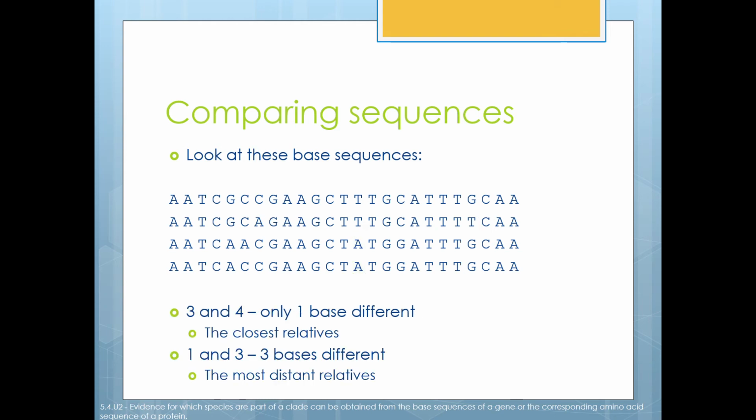Here, not to torture you, the third and the fourth are the closest relatives, because they differ by only 1 base. This is the 6th position. In the third there is A, while in the fourth there is C. And the most distant are the first and the third. They have 3 differences.